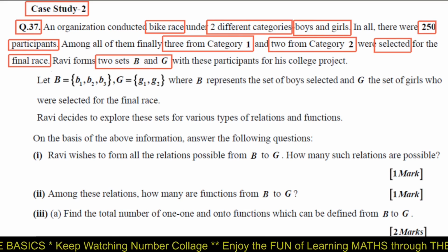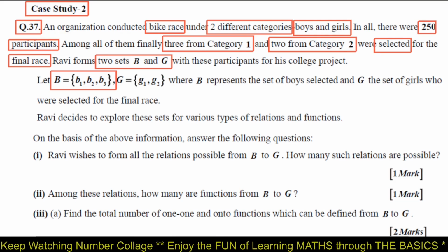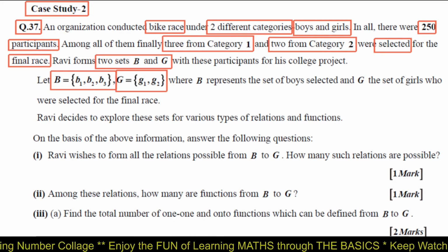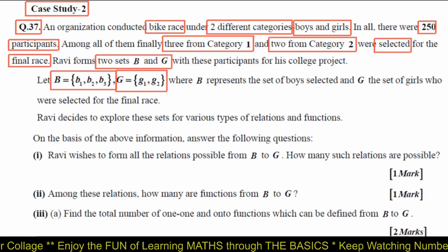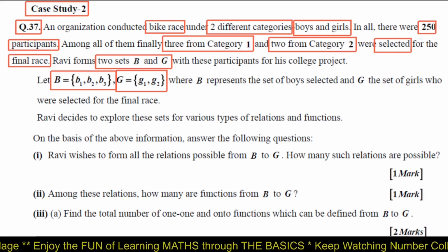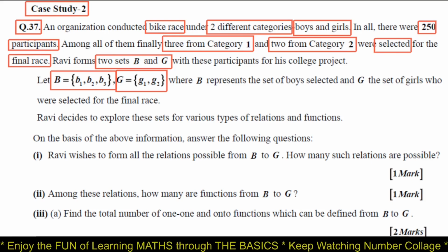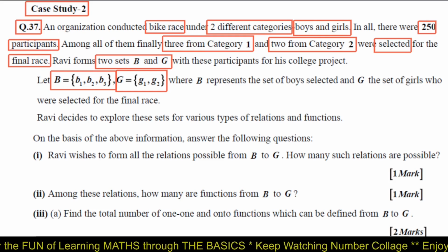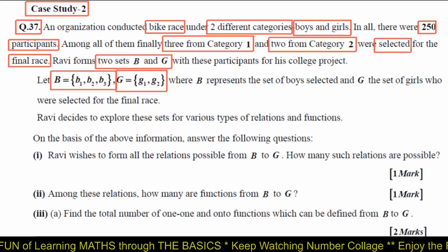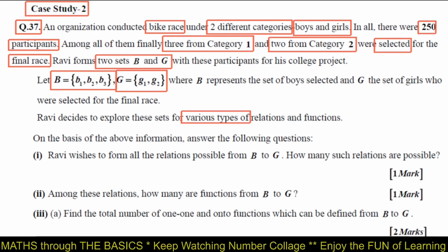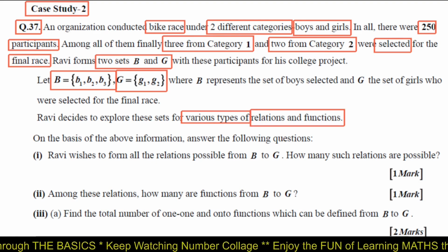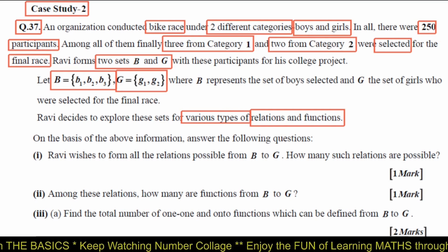Let B equal 3 boys B1, B2, B3 and G equal 2 girls G1 and G2, where B represents the set of boys selected and G the set of girls who were selected for the final race. Ravi decides to explore these sets for various types of relations and functions. On the basis of the above information, answer the following questions.